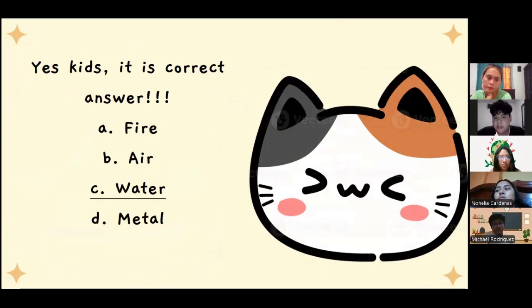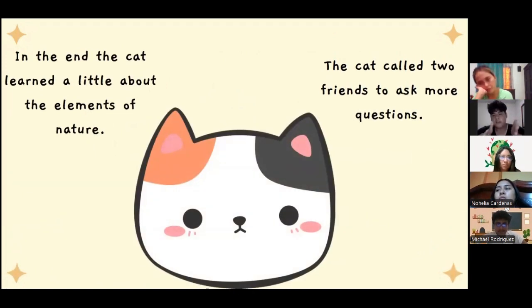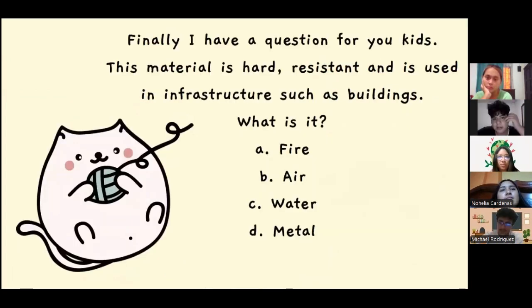You can be more interactive or more direct with the question. So this is another example. Okay, in the end, the cat learned a little about the elements of nature. The cat called two more friends to ask more questions. You can use a small group. The small group can answer this question. Another example, Natalia and Noelia, tell me with a question.